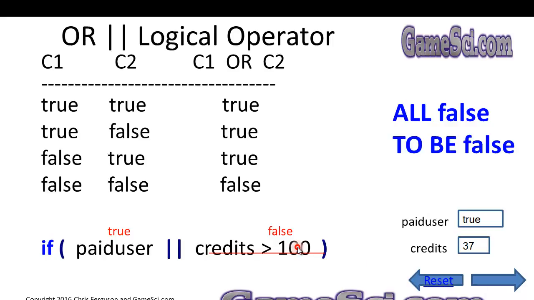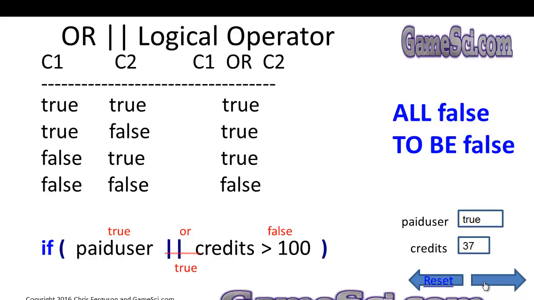37 greater than 100 is a false statement. As a false statement, it doesn't really matter with the OR. If one input is true and the other one is false, the result is still true. Remember, OR only means one of them has to be true. Since one of them is true, overall, the OR itself is true. Only one side has to be true. The only time an OR is false is if all the inputs are false.